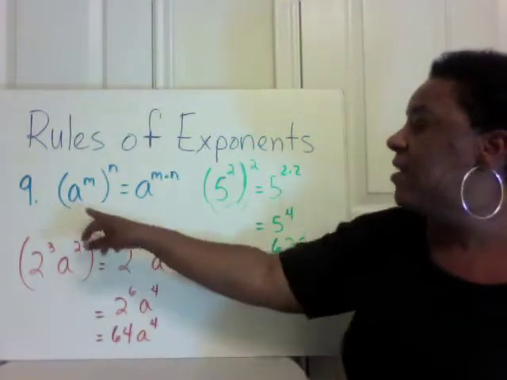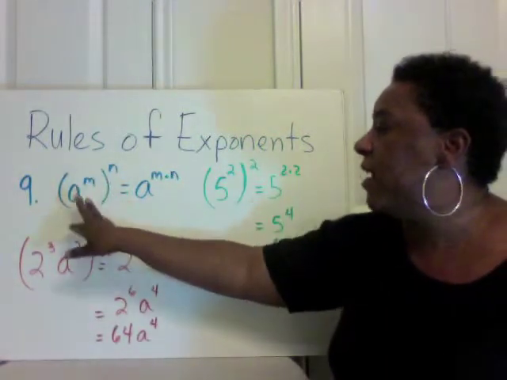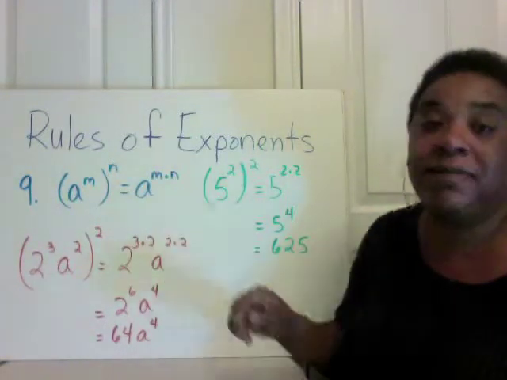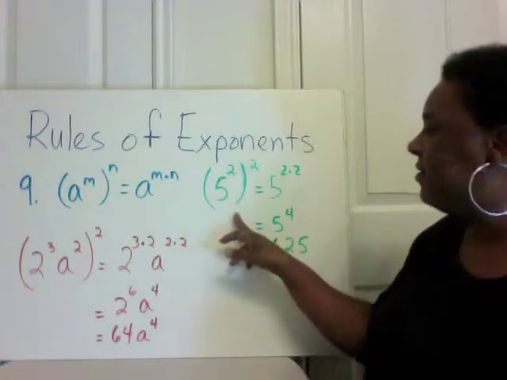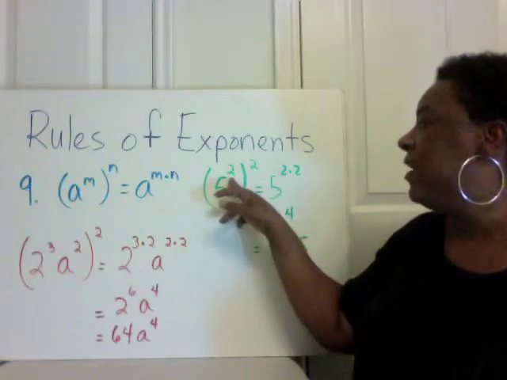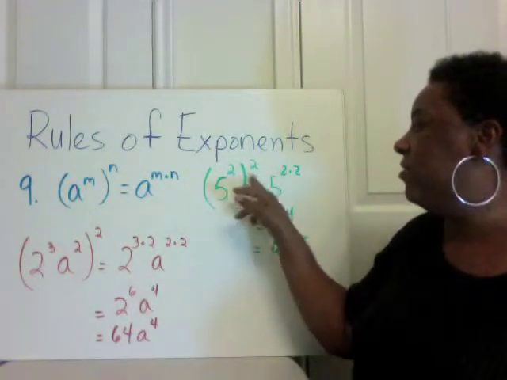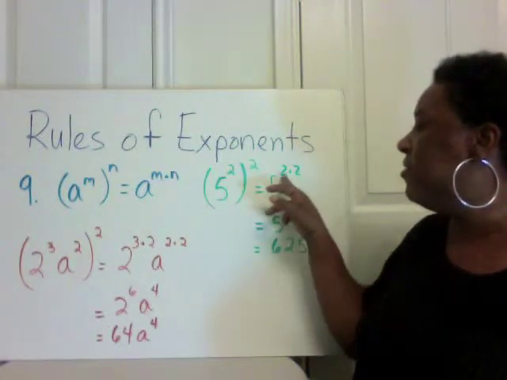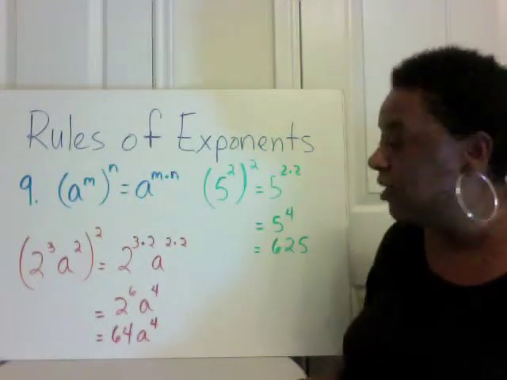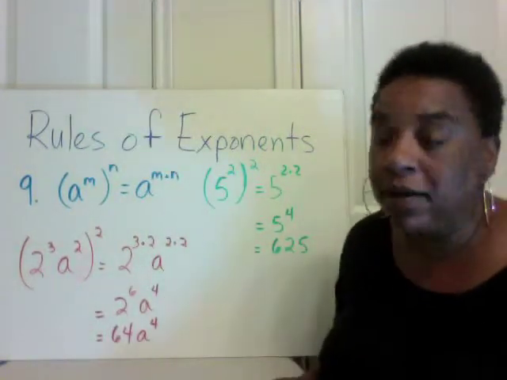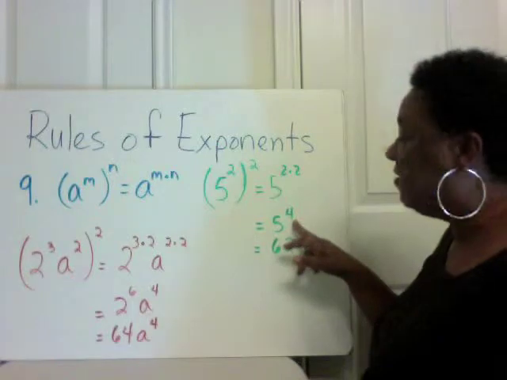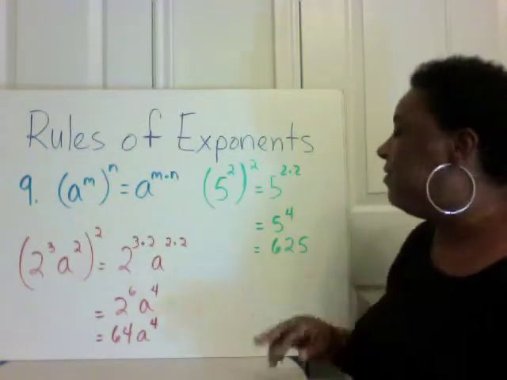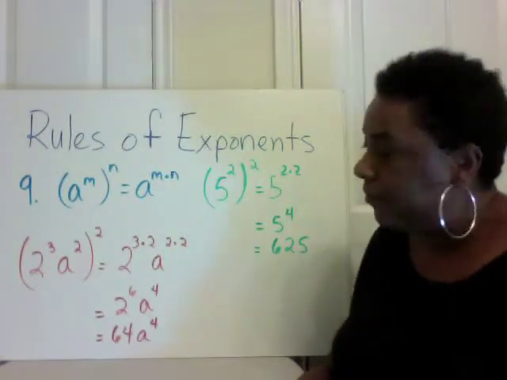This rule says a to the power of m all raised to the power of n equals a to the power of m times n. So in this example, we have 5 raised to the power of 2 all raised to the power of 2. And that gives us 5 raised to the power of 2 times 2. 2 times 2 is 4, and so we have 5 raised to the power of 4. And 5 raised to the power of 4 is 625.